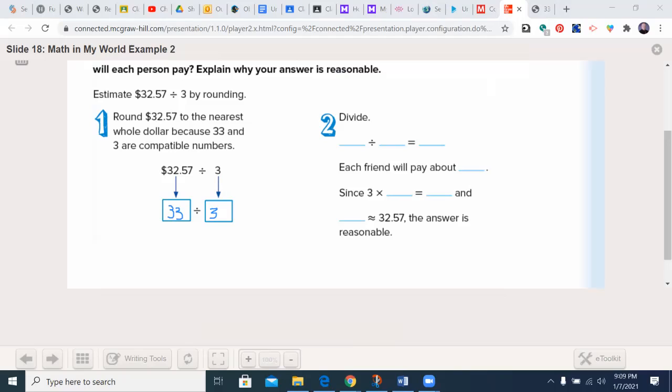So we have 33 divided by 3. 30 again would be the other nearest compatible number, but being it's 32.57, that's a lot closer to 33. So there's my dividend. My divisor is 3. What's my quotient? If you think to your fact families, 3 times 11 is 33. So it's 11. Each one will pay about $11. Since 3 times 11 equals 33, and 33 is approximate to 32.57, the answer is reasonable.